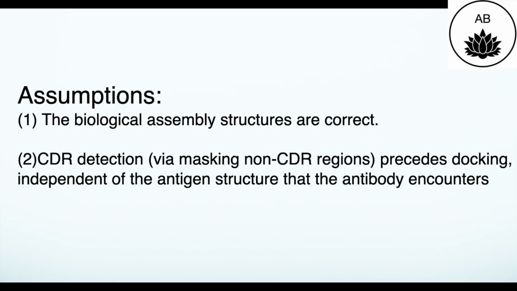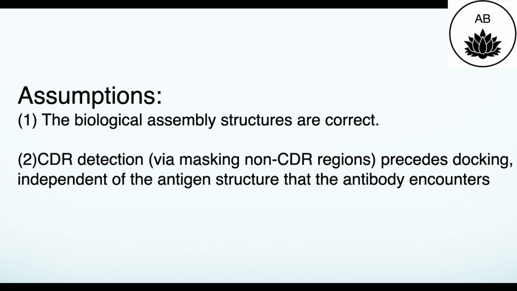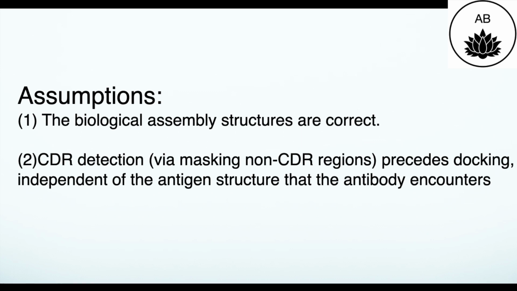Now, whatever I'm going to show you and tell you further down is based on these 2 assumptions. Number 1, the biological assembly structures are correct. Now, they have to be correct because they will serve as my reference structure. They will point out where the CDR is and where the epitope is. Okay, so it is very important that the structures are correct. And number 2, CDR detection via masking of non-CDR regions precedes docking. And the process is independent of the antigen structure that the antibody encounters while the docking happens.